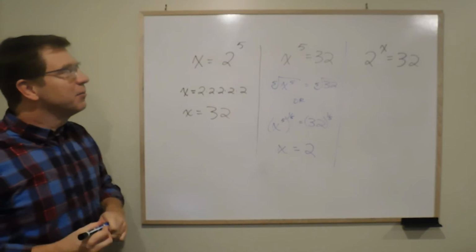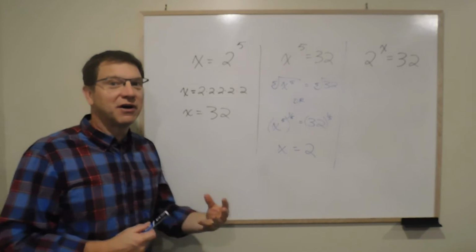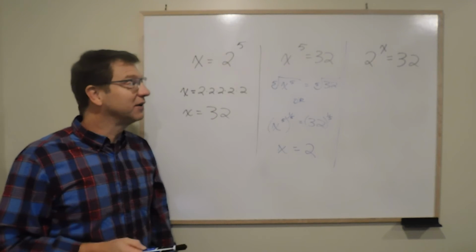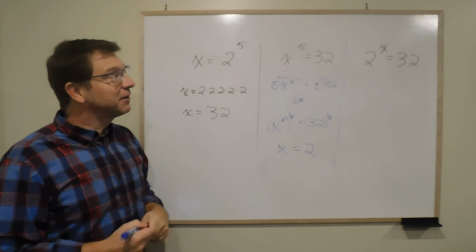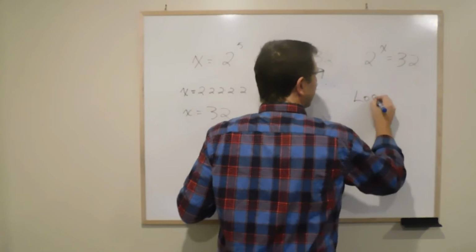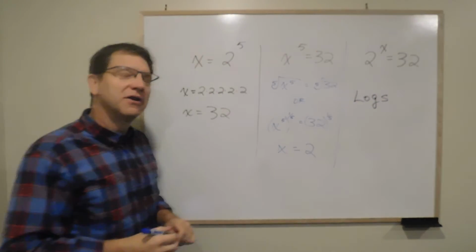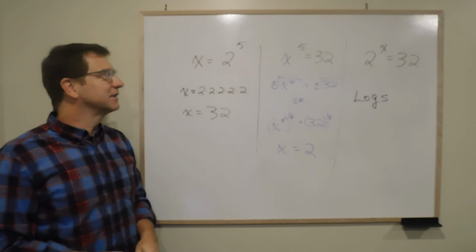Is 2. But what we haven't learned is what happens if x is in the exponent. And we started last week a little bit with exponential functions. So how do we solve it if x is in the exponent? And that's what we're going to look at this week. Okay? We're going to look at logarithms, and we call them logs for short, which will allow us to solve this problem here where x is in the exponent.